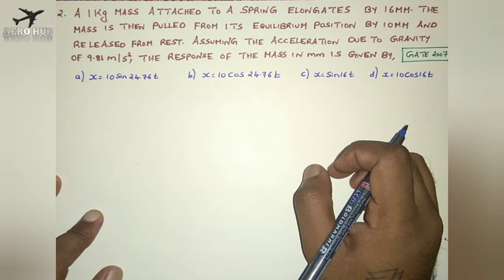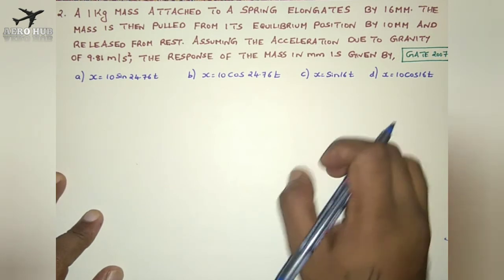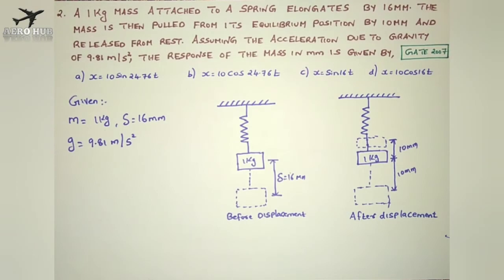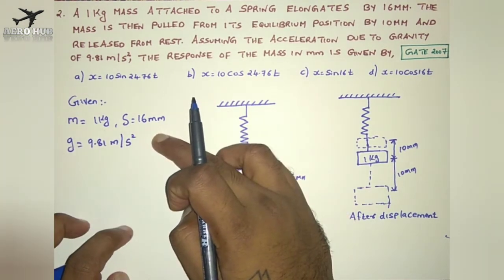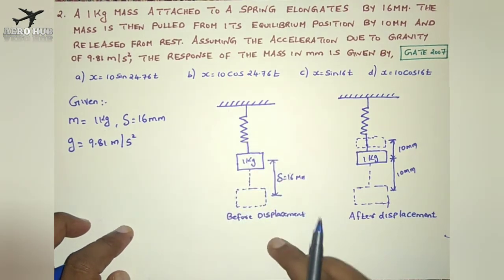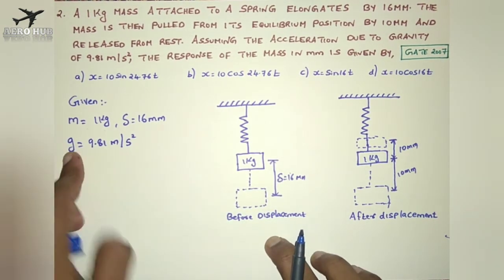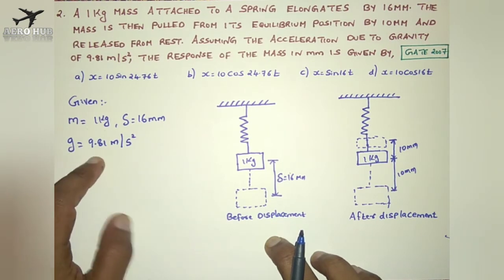So I will write the given data and I will draw the problem. The given data: mass is equal to 1 kg and delta is equal to 16. Delta is nothing but the deflection. And g is equal to 9.81 meter per second square.